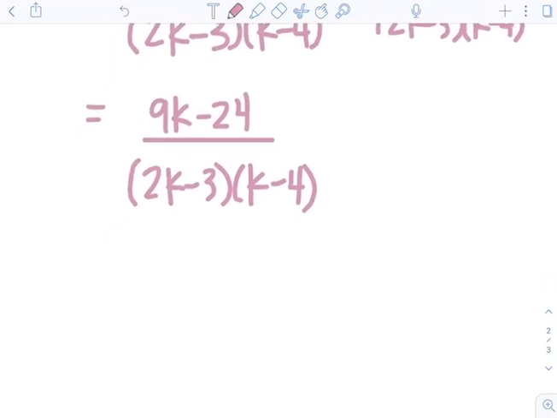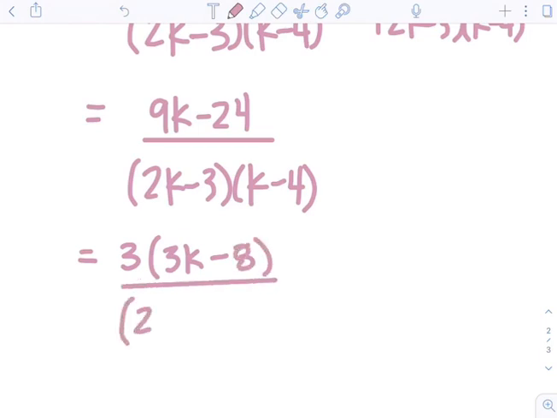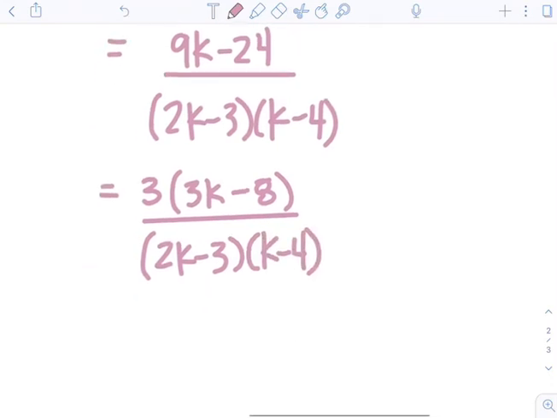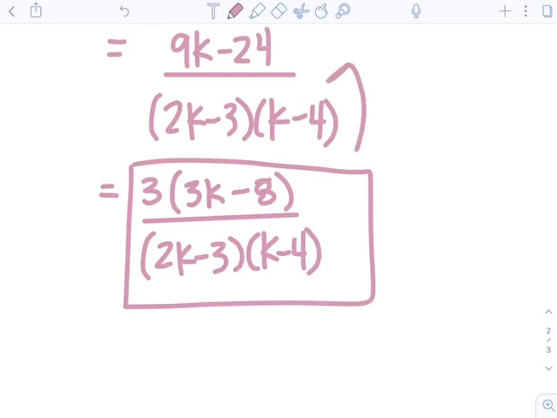Now let's see if we could simplify. So I see that we could factor out a GCF in the numerator, so I'm going to take out a 3. I get 3k minus 8 over 2k minus 3, k minus 4. No binomials match, can't cross out the 3 with anything, so this is your final answer, or you could have left your answer like this.